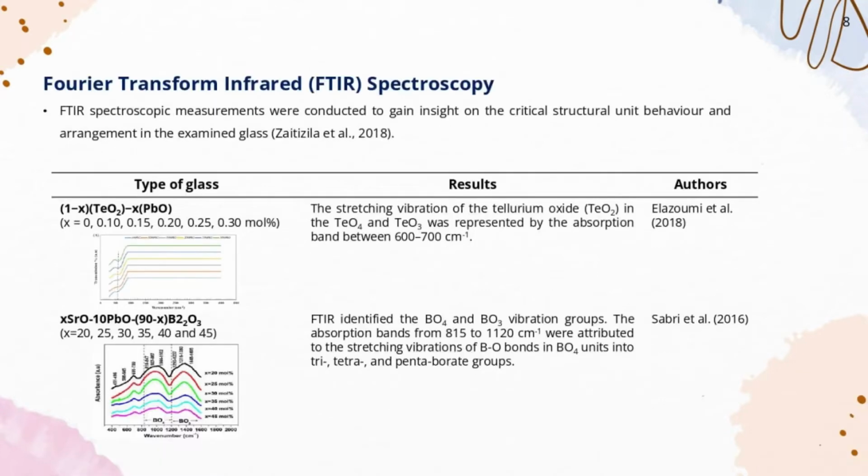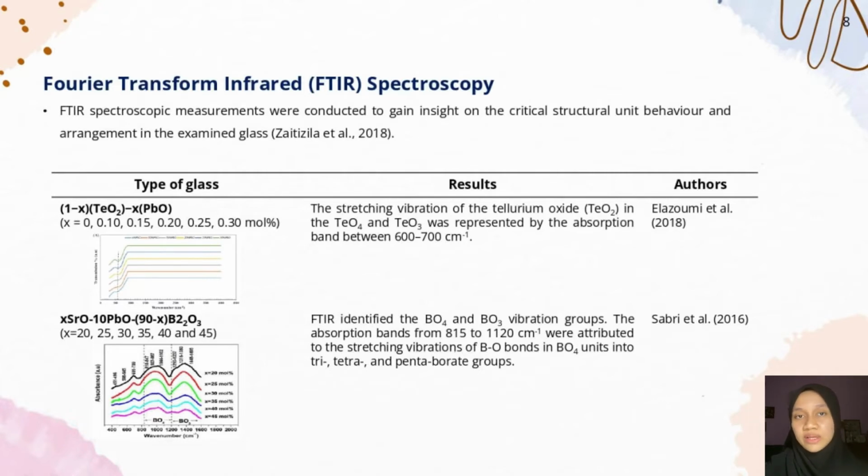Next, FTIR spectroscopic measurements were conducted to gain insight into the critical structural unit behavior and arrangement in the examined glass. As evidenced, Elazomi et al. had conducted research in 2018, and the results showed that the stretching vibration of TeO2 in TeO4 and TeO3 was represented by the absorption band between 600 and 700 cm-1.